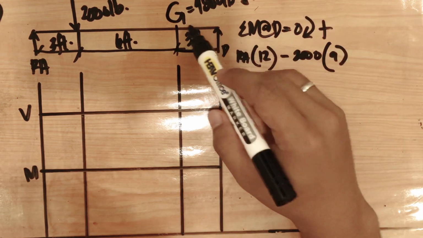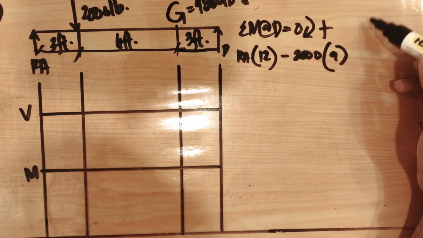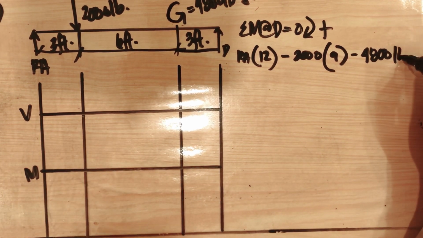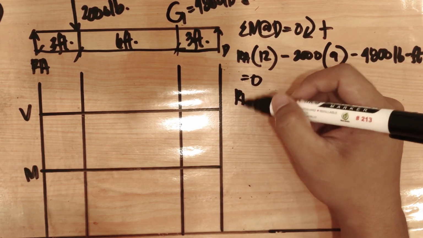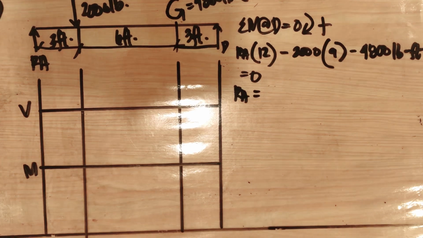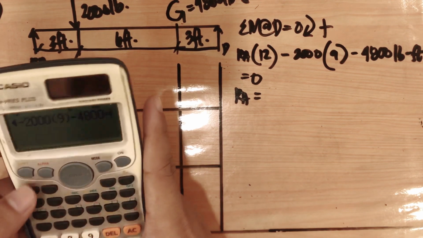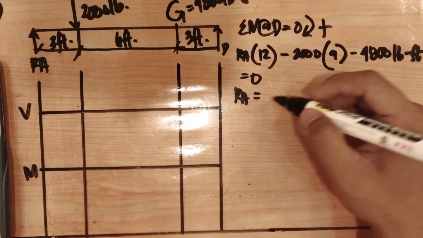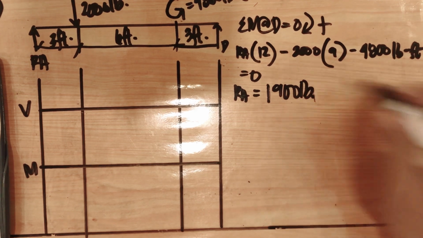So ano pa yung kailangan natin? So itong couple natin, counterclockwise, so minus 4,800 pound-foot, equivalent to 0. So ilan yung ating value for RA? 12 RA minus 2,000 times 9 minus 4,800 equivalent to 0. So value natin for RA is equivalent to 1,900 pounds.